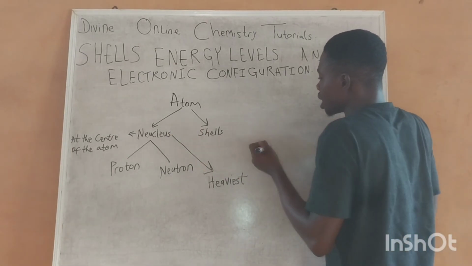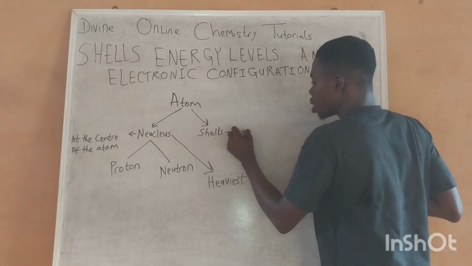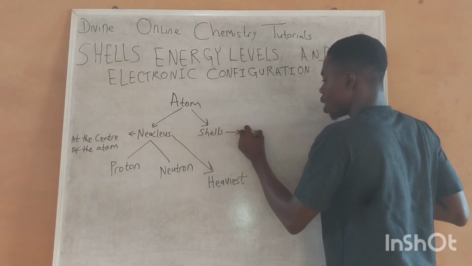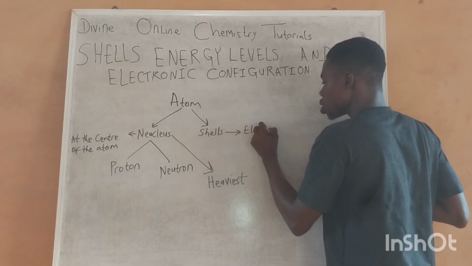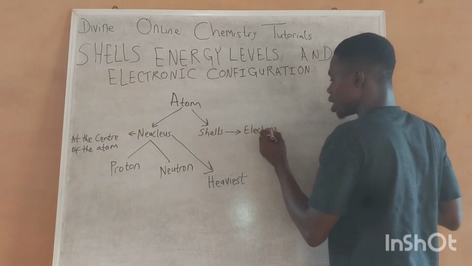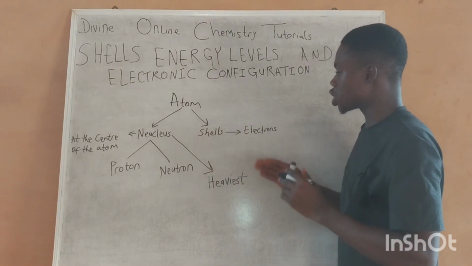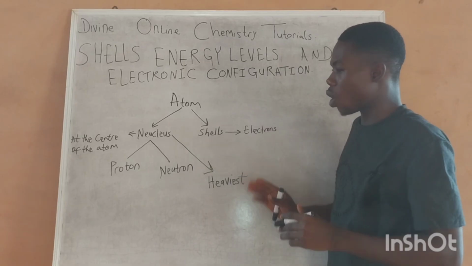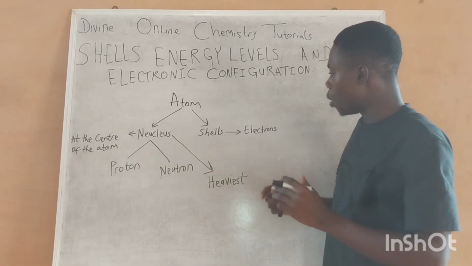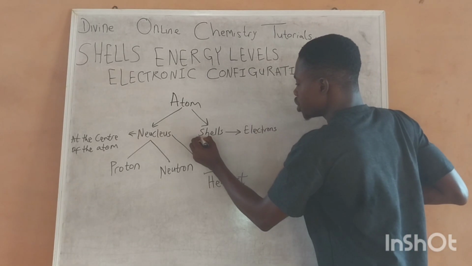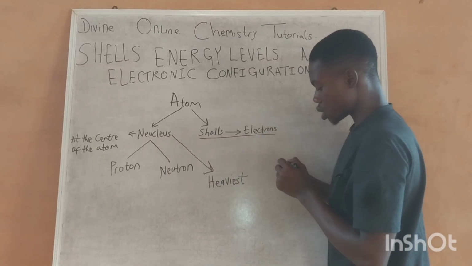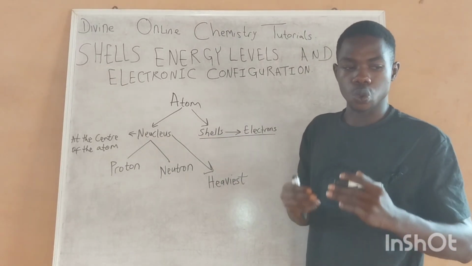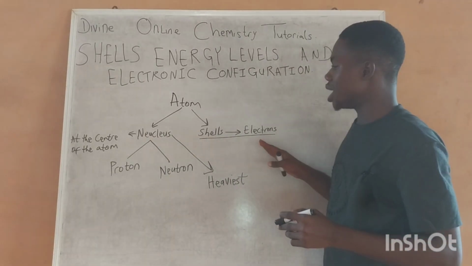And also please take note that electrons are found where? On the spinning shells. Electrons are found on the spinning shells. So having said all this, in today's lesson, our major focus will be on the shells and electrons.